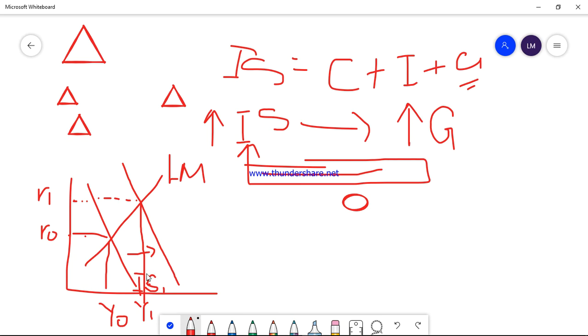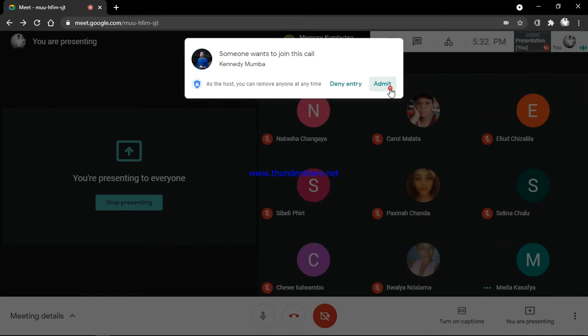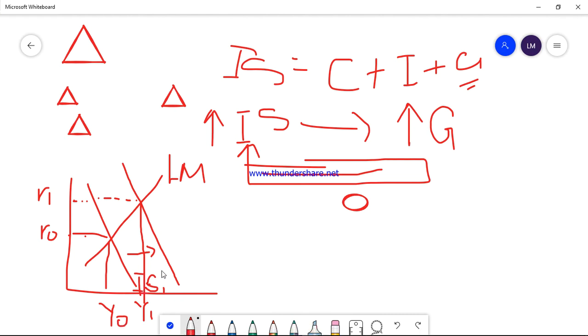So we expect the IS curve to shift from the initial IS curve to another IS curve, and because of that, we expect income to increase. And if income increases, it's nice, because output has increased, GDP has increased. So this is what happens when there's a positive increase in one of the fiscal policy components.